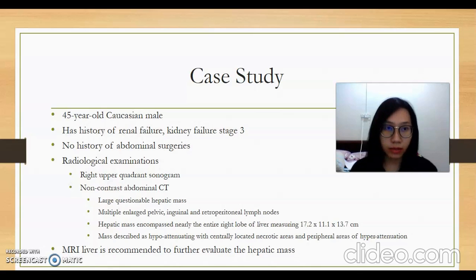For the abdominal CT with no contrast, it has been found that this patient has a large hepatic mass and multiple enlarged pelvic, inguinal and retroperitoneal lymph nodes, with the hepatic mass encompassing nearly the entire right lobe of the liver. The mass is also described as hypoattenuating with centrally located necrotic areas and peripheral areas of hyperattenuation. So the recommended procedure for this patient is MRI liver in order to further evaluate the hepatic mass.